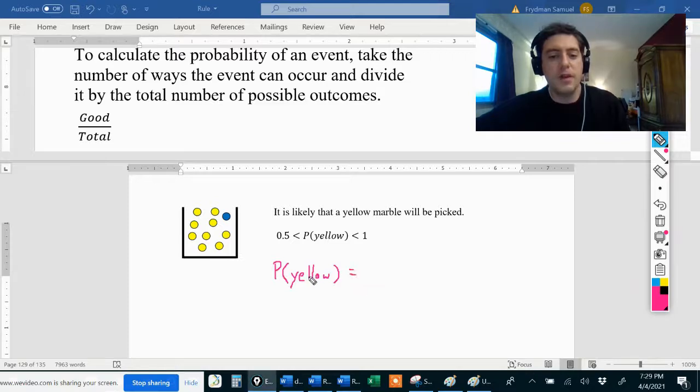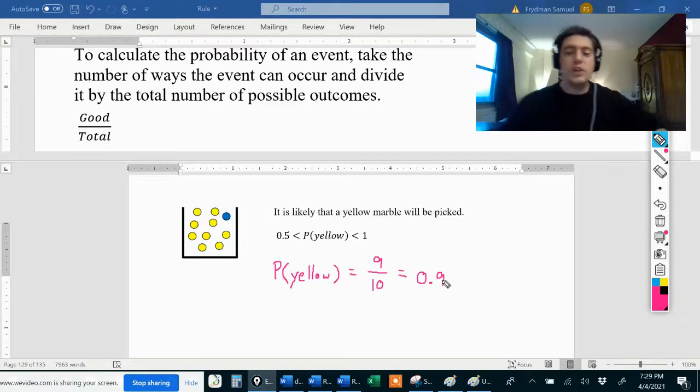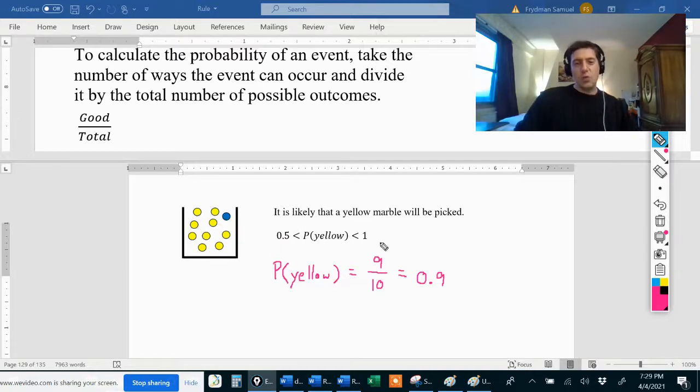So let's see. The probability of picking a yellow marble here, 1, 2, 3, 4, 5, 6, 7, 8, 9. We have 9 yellow marbles out of a total of 10 marbles. Just add that other one. And 9 divided by 10 is 0.9, which is greater than 0.5 but less than 1.